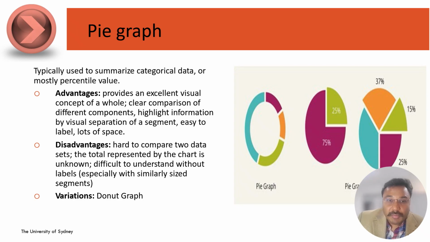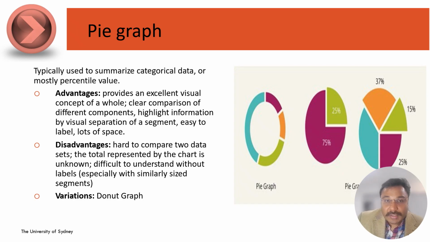What is the other type of graph? It is your pie graph. Pie graphs or pie charts are typically used to represent portions or percentages. They provide a visual representation of how a whole is divided into different parts. For example, showing the percentage of employees working in different roles. One key advantage of using a pie chart is that it provides a clear visual understanding of proportions. They are also easy to label and visually appealing.